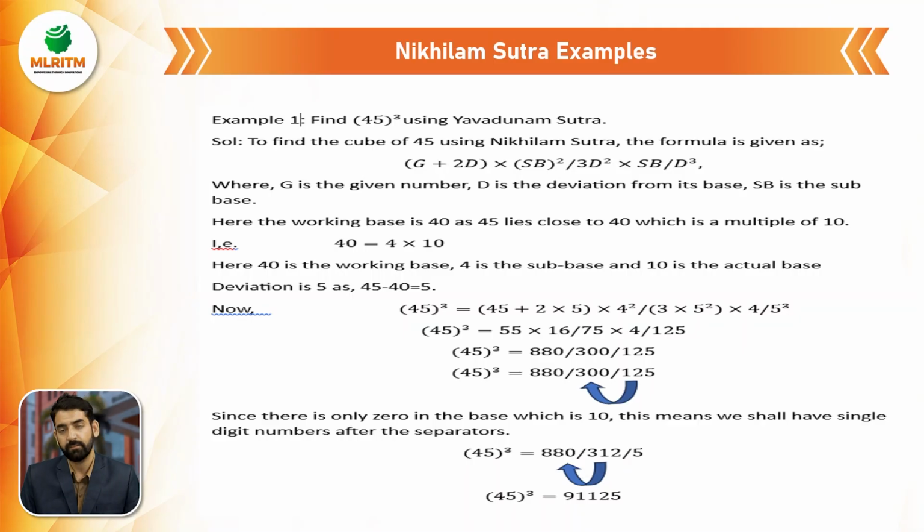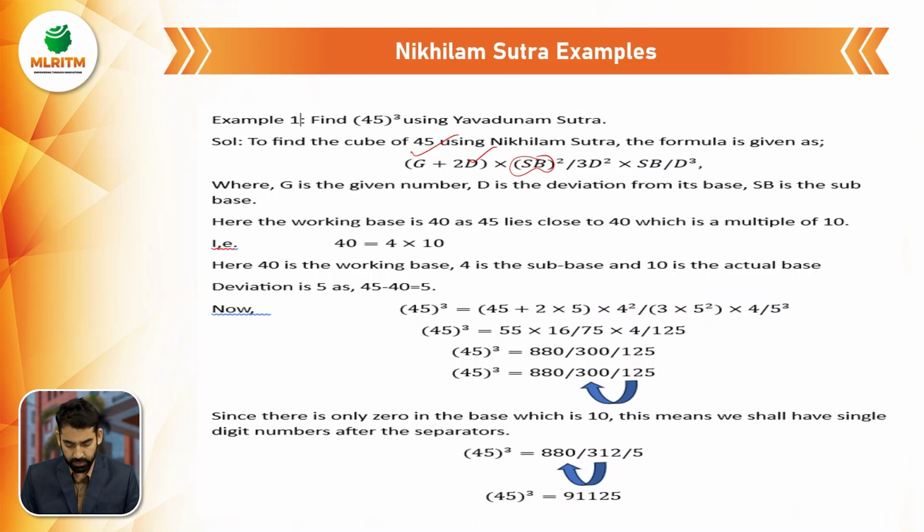So how do we use Nikhilam Sutra? The formula for that is G plus 2D into SB square slash 3D square into SB slash D cube, where G is the given number, as you all know. D stands for deviation, and here we have a new term, that is SB. SB is nothing but sub base, and we will understand what a sub base means and how we can calculate its value. You can clearly see here G is the given number, D is the deviation from its base, and SB is the sub base.